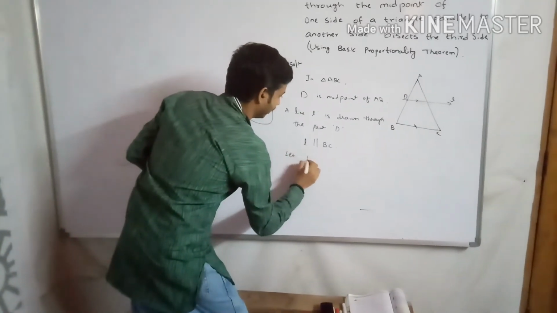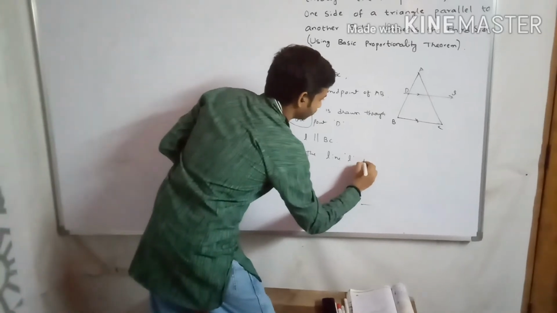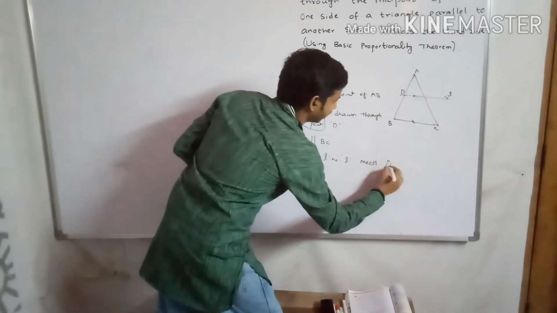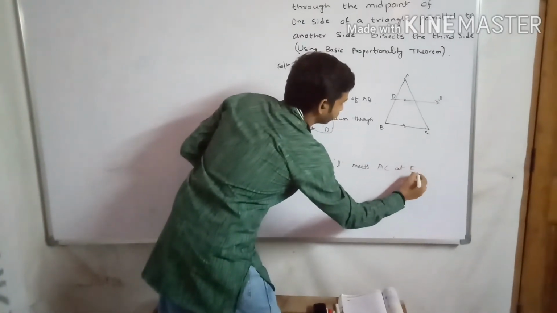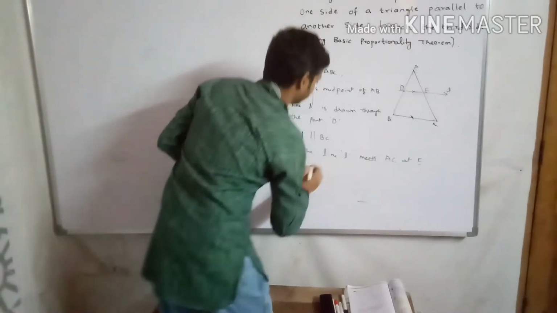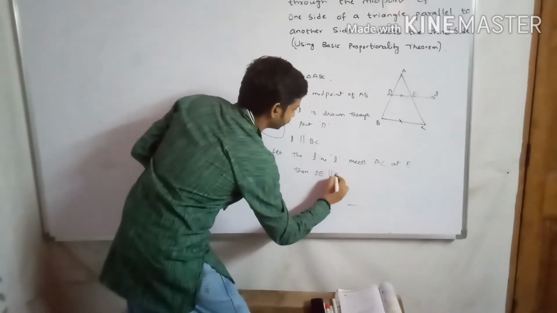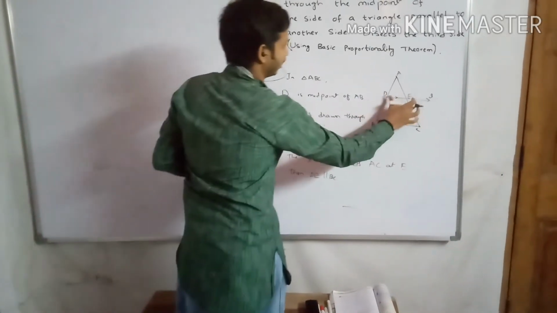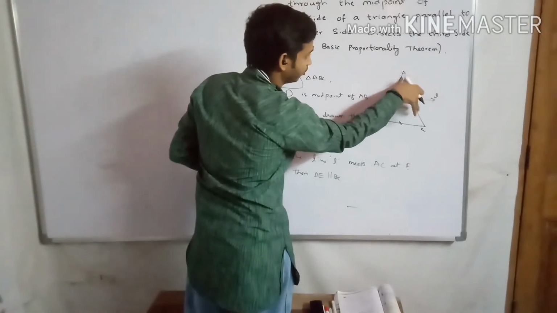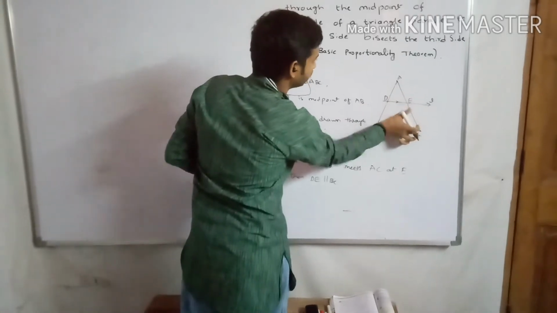Let the line L meet AC at E. Then DE is parallel to BC. So this line bisects the third side. That means this line DE bisects AC. We have to show that AE equals EC.